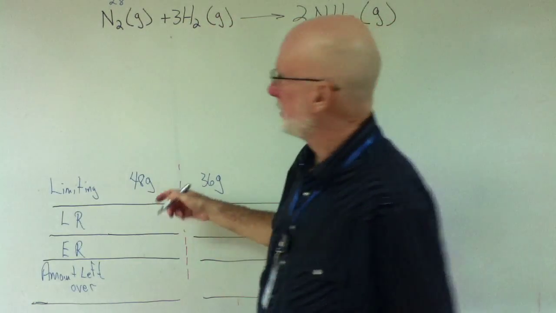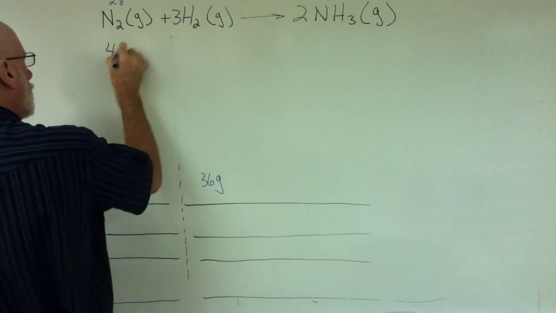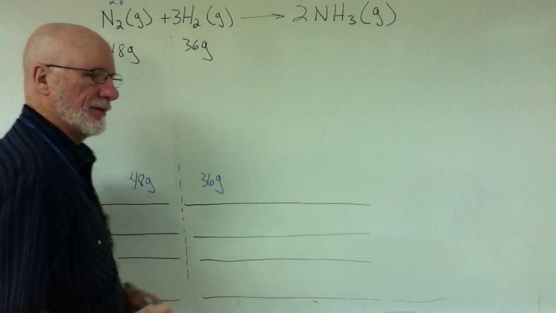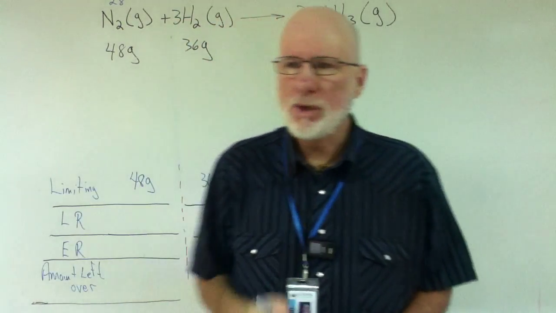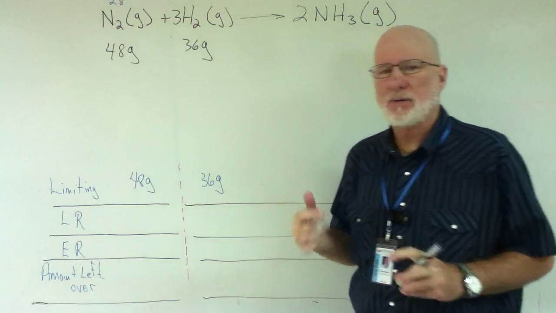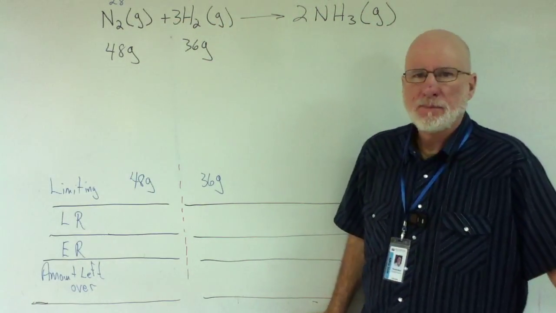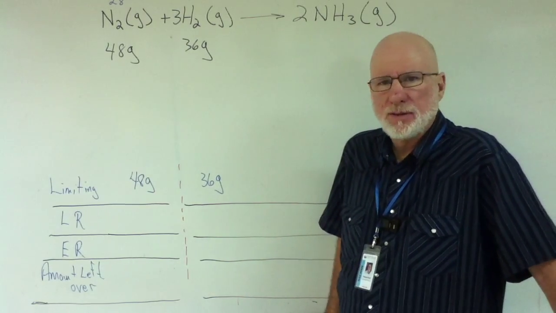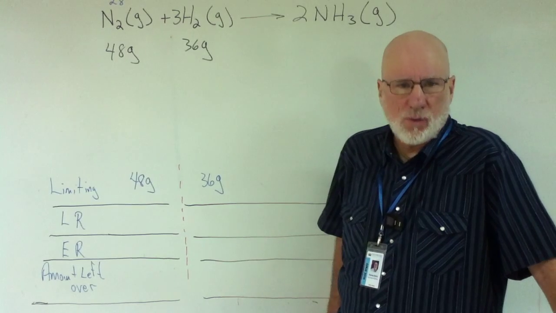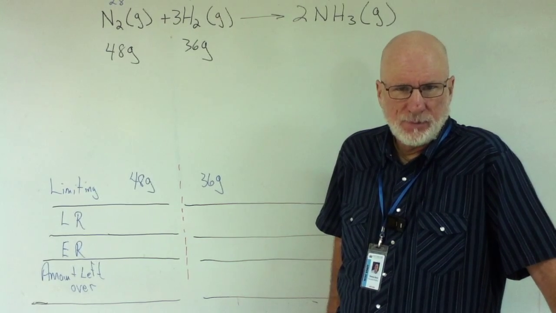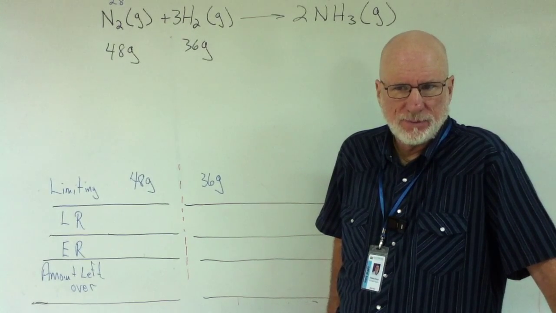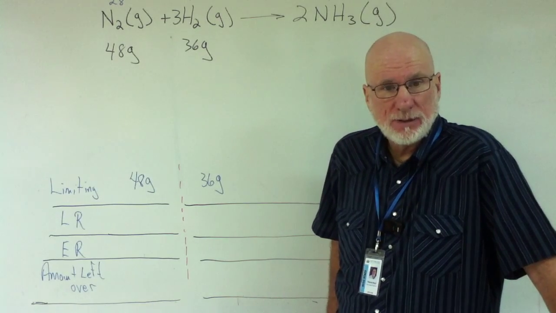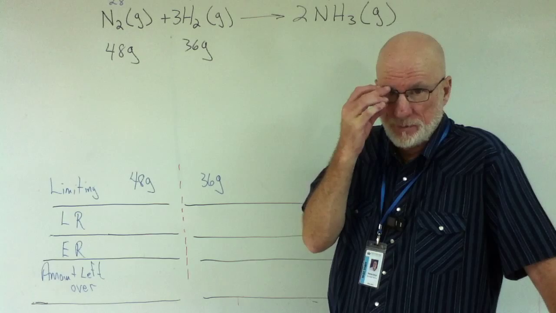Let's say I'm given 48 grams of this and 36 grams of that. Okay? Which one is going to be the limiting reagent? You could do it several ways, right? How do you do it by just inspection? Can you do it by inspection?